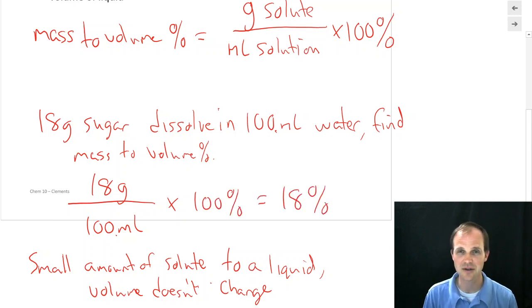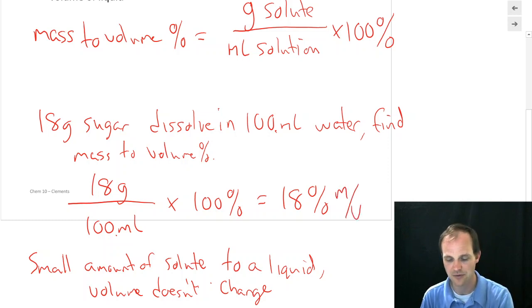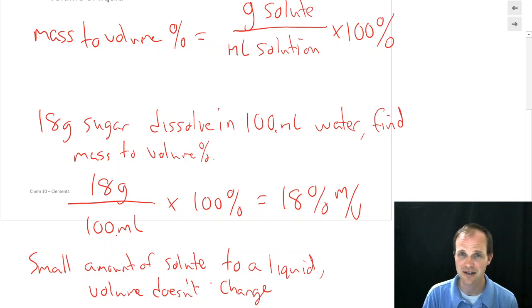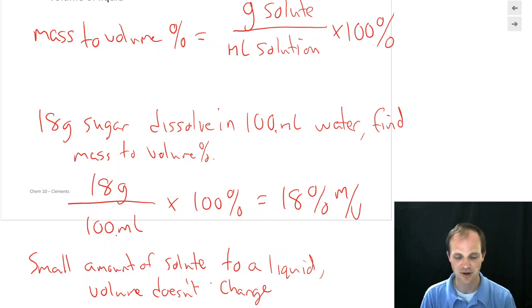And what do you think we're going to use at the end of that unit? We're going to use m over v to say that we calculated this using a mass to volume ratio, not some sort of other ratio like volume to volume or mass to mass.